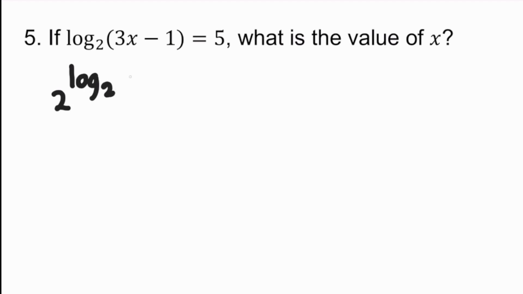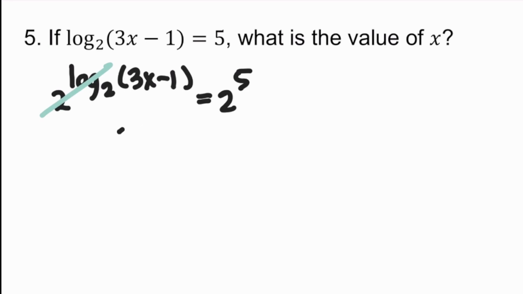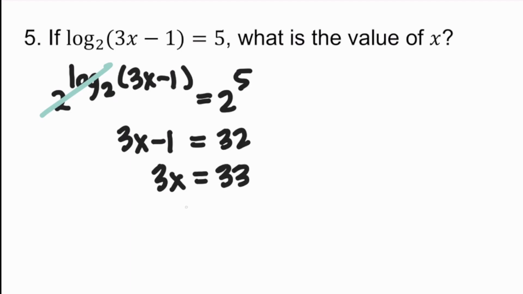2 to the log base 2 of 3x minus 1 should equal 2 to the 5. And then we know that the 2 and the log base 2 undo each other, so I'm just going to get rid of those like that. Then we'll say 3x minus 1 is equal to 2 to the 5, which is 32. I'll add 1 to both sides and say 3x equals 33, divide by 3, and we'll get x equals 11.